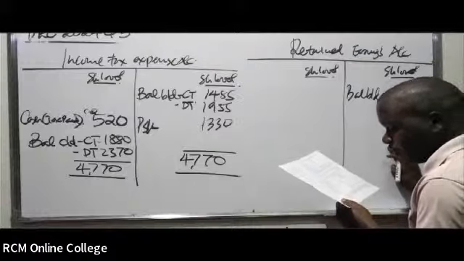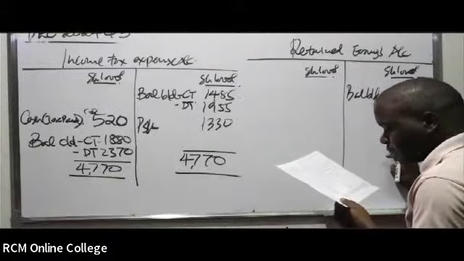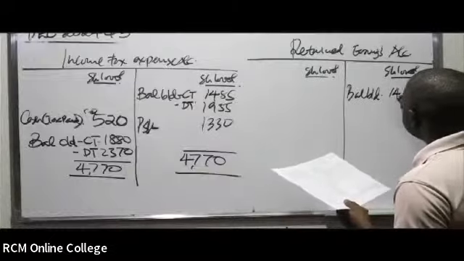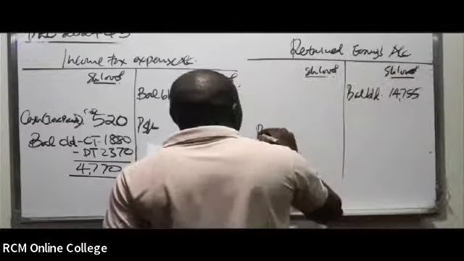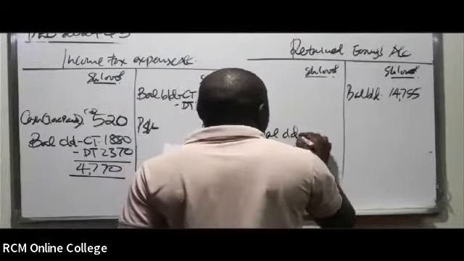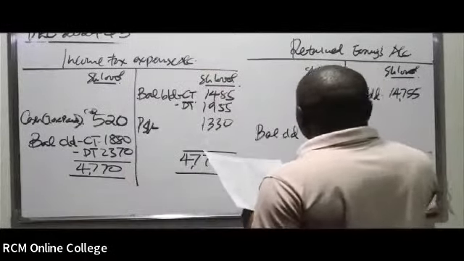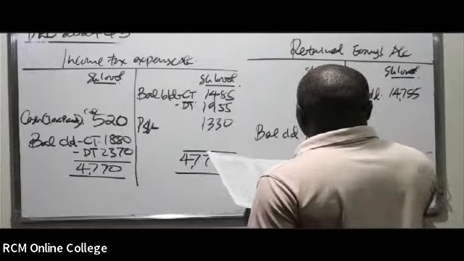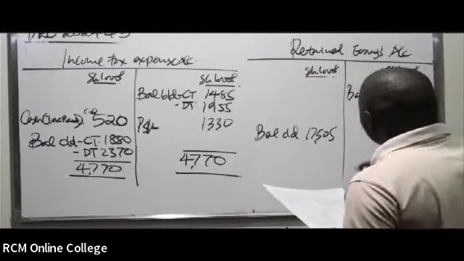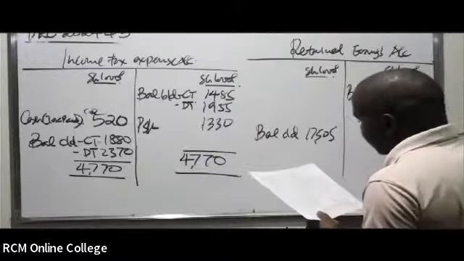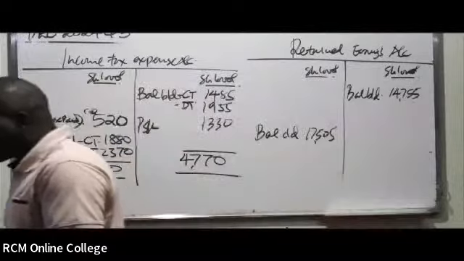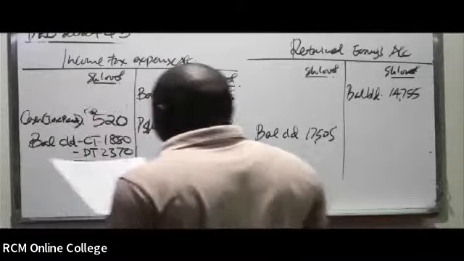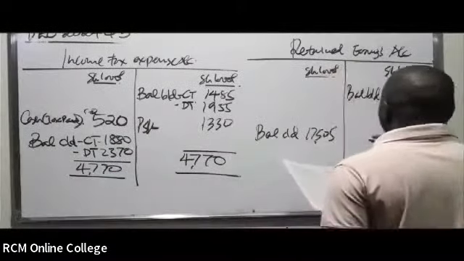It is giving us a figure of what? 14,755. Well, in this case, at the end, we have a balance carried down in the retained earnings of a figure of 17,505. During the year, they made some profits. During the year, they ended up making what? Some profits. So in this case, from the P&L account, profit for the year.